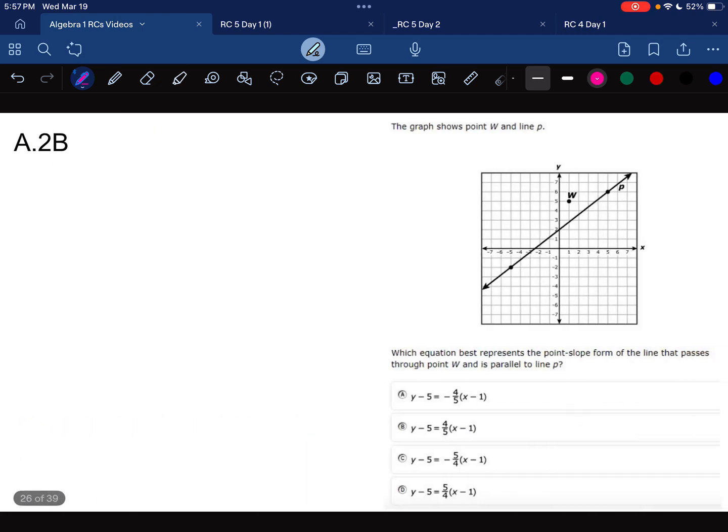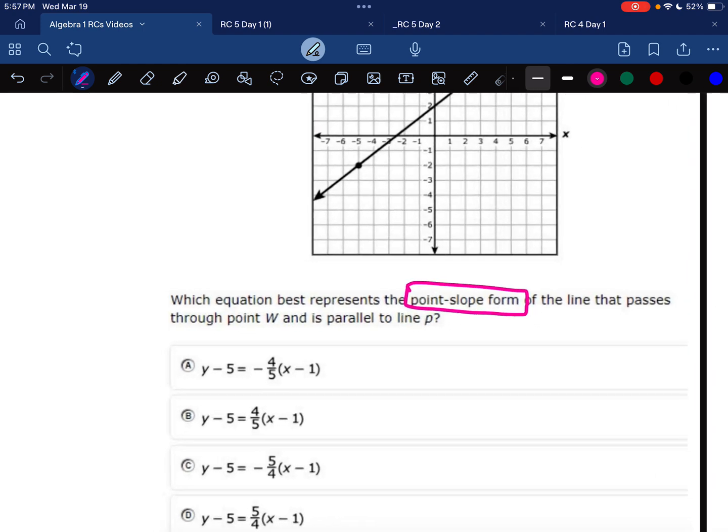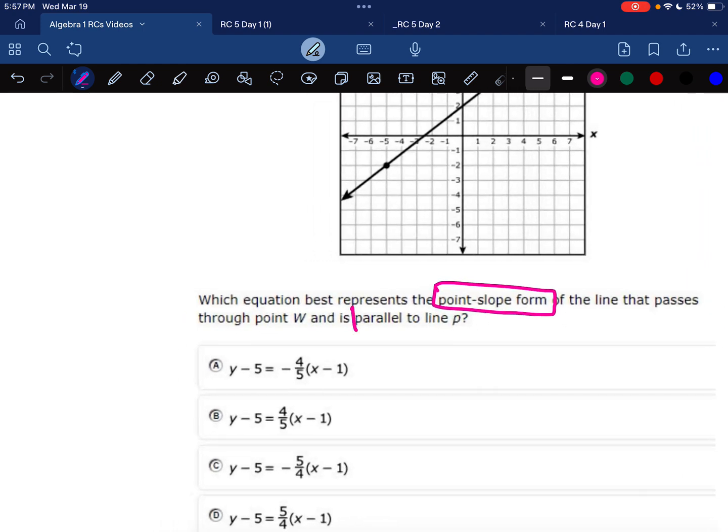All right, next question. The graph shows W and P and line P. Which equation best represents the point slope form of the line that passes through the point W and is parallel to line P? Whoa, this is a problem with a lot of spiciness to it. So it passes through point W and is parallel. What does the word parallel mean? Okay, parallel means same slope.